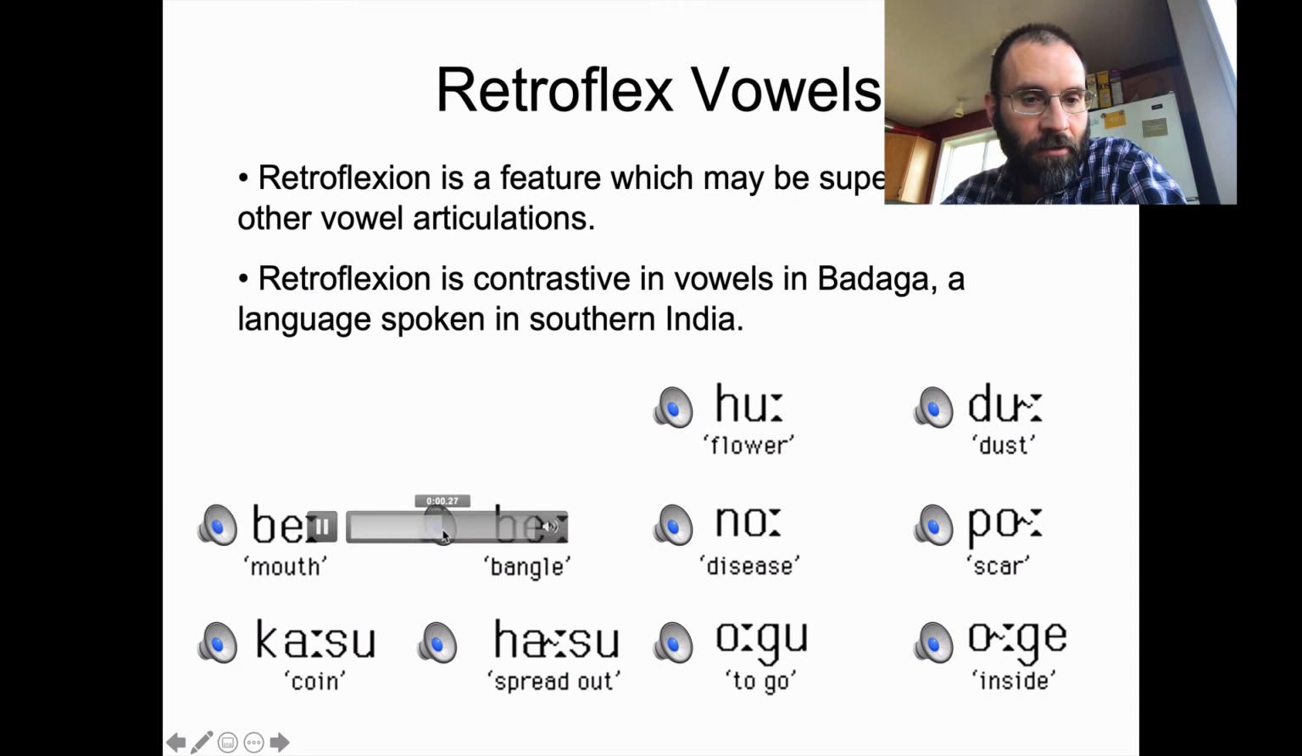Be, be, be, be. And you can kind of hear that R flavoring on this one. Be. Be. We'll play some of these mid vowels.